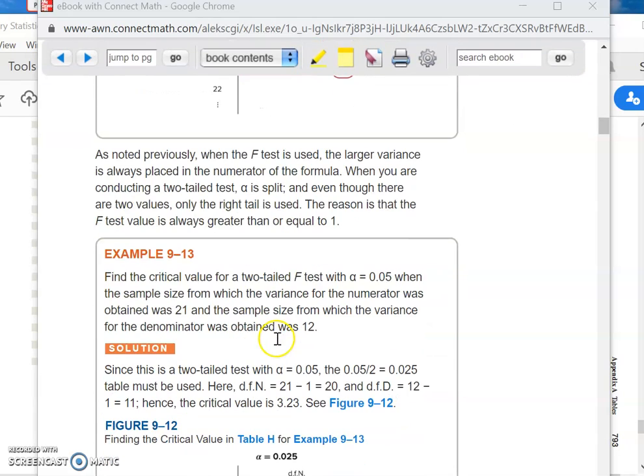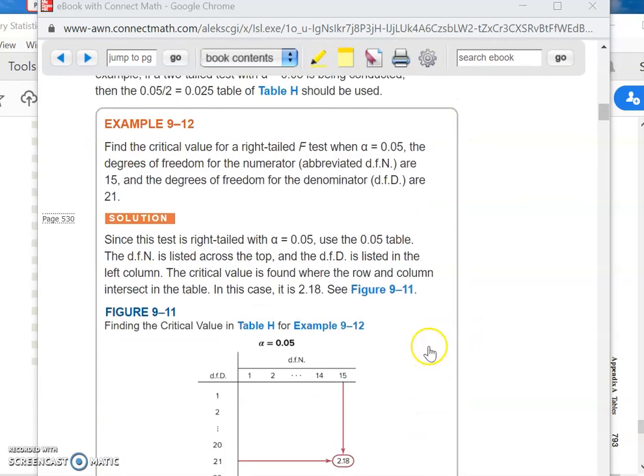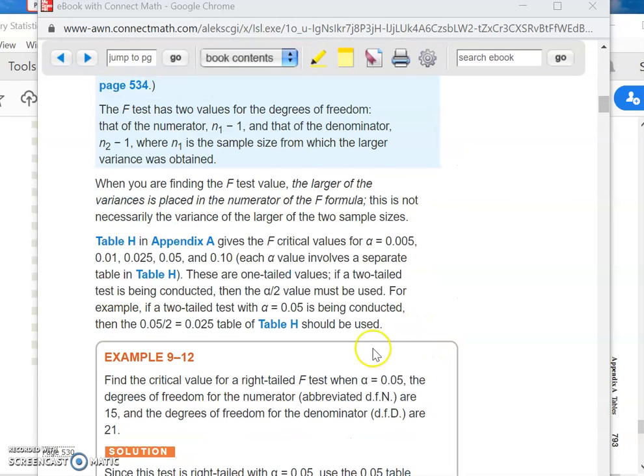As I've said before, in real life, everything is done on a computer, but I think it's worth your while to learn how to use these tables. It really helps you understand how these things work, okay? All right, so I've explained what the various tables are. We're going to end this recording, and then we're going to take an example of how you use the tables.